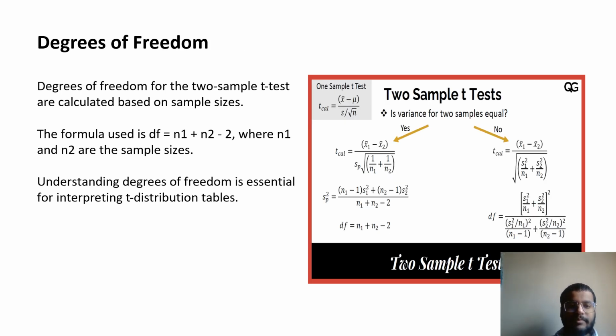The degrees of freedom for two-sample t-tests are calculated based on sample sizes. The formula is n1 plus n2 minus 2, where n1 and n2 are the sample sizes. Understanding degrees of freedom is essential for interpreting the t-distribution table.